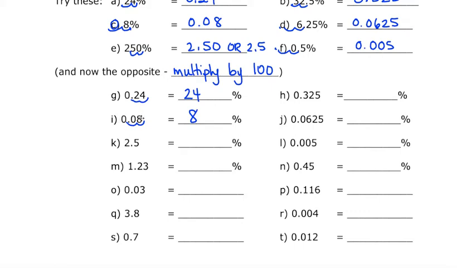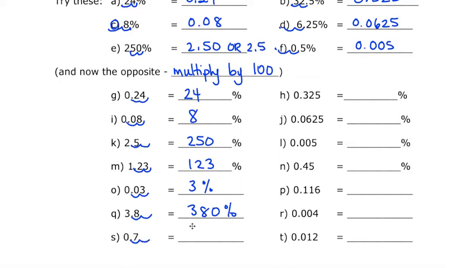You don't have to write the zeros in front of the numbers. 2.5, move it 2 spots to the right. If there is no extra number there, put in that 0, so 250%. 1.23 turns into 123%. 0.03, move that decimal place 2 spots to the right. It becomes 3%. So don't forget to write that percent symbol if it's not given to you. 3.8 becomes 380%. So add a 0 to those blank spots.